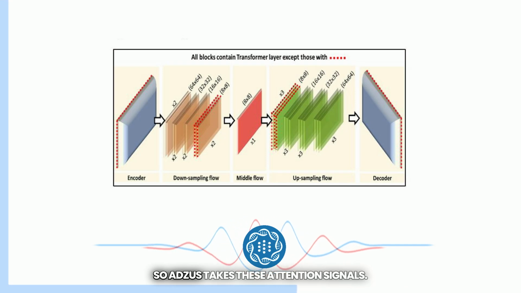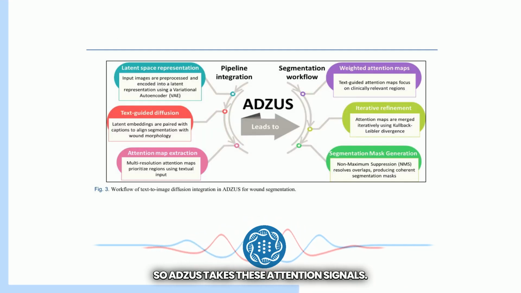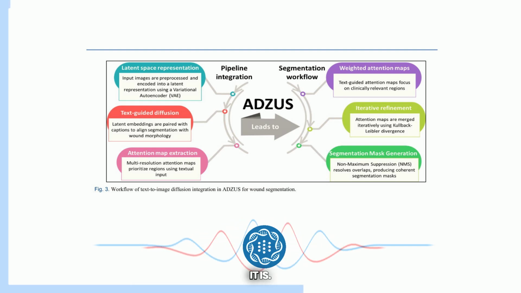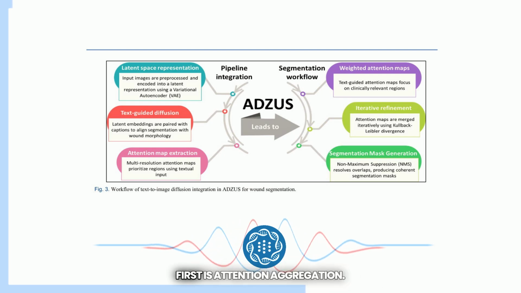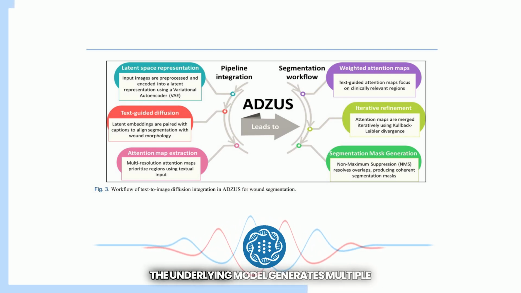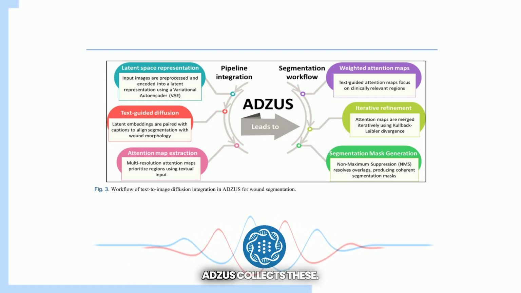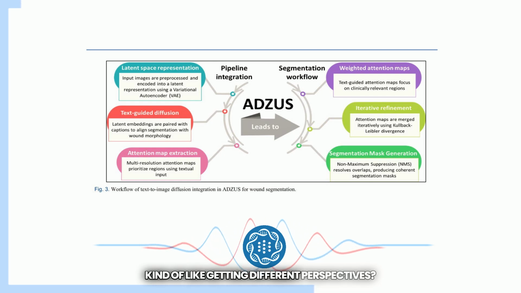So ADZUS takes these attention signals. How does it translate that into an outline? Is it a multi-step thing? It is. They describe a three-step process. First is attention aggregation. The underlying model generates multiple attention maps at different scales or layers. ADZUS collects these. Kind of like getting different perspectives.